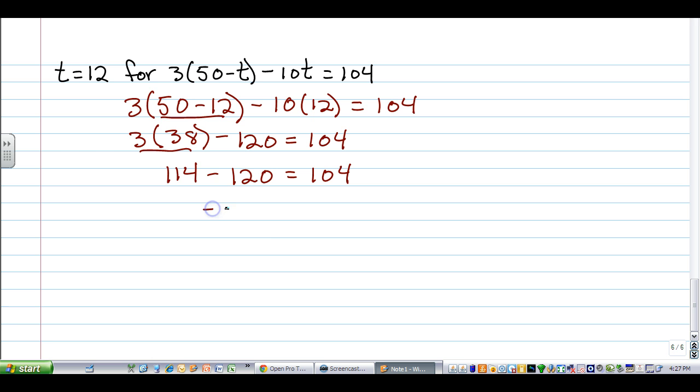So this would be a -6. It definitely does not equal 104. So it is not a solution. All right. And that is the lesson about solutions and equations.